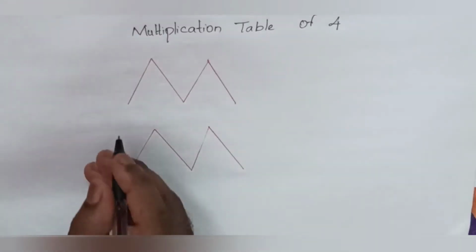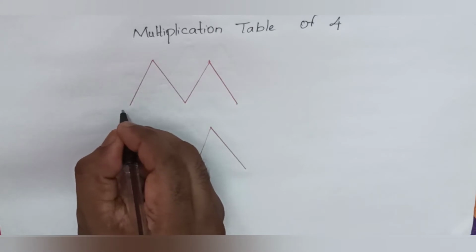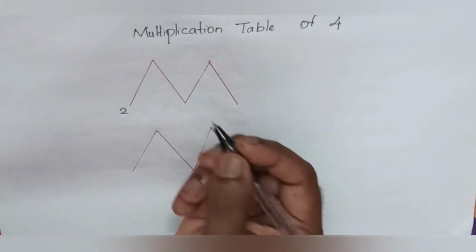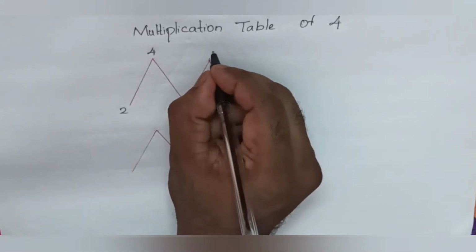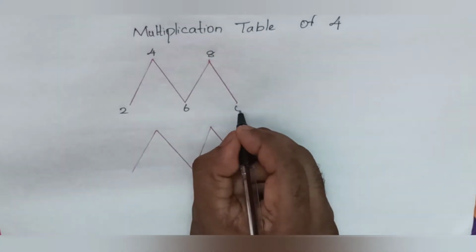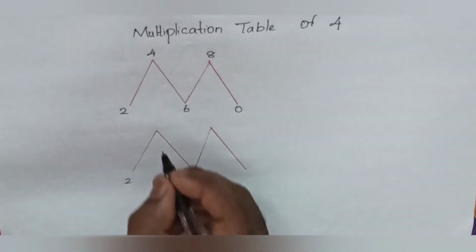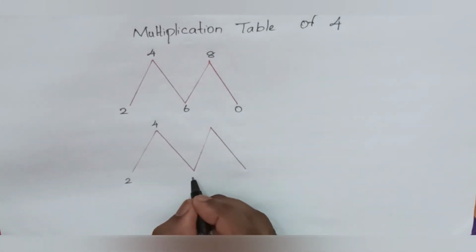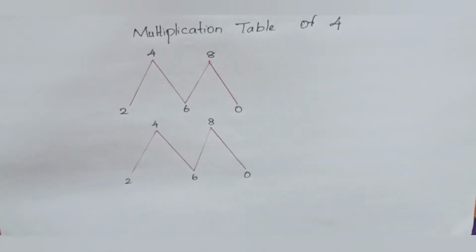Okay. Multiplication table of 4. Let me see how to do this in the easiest way. First of all, you have to draw 2 ends. Write even numbers in this form. So first you have to start with 2, 4, 6, 8, 0. Here also you have to start with 2, 4, 6, 8, 0.